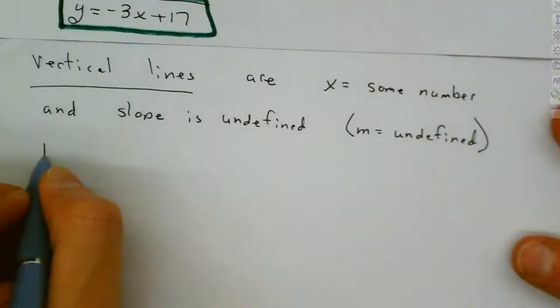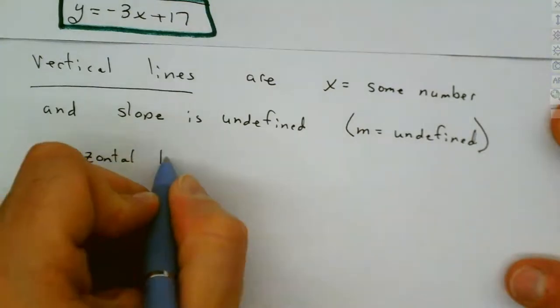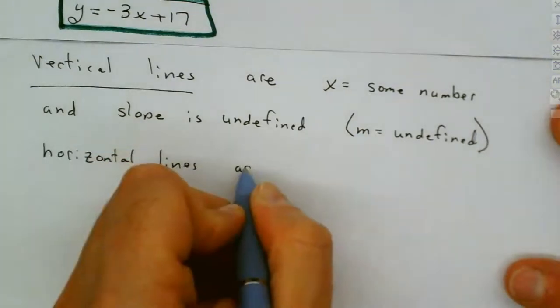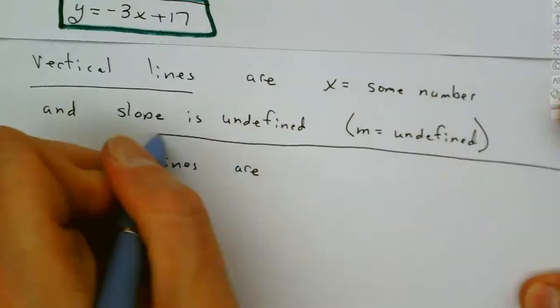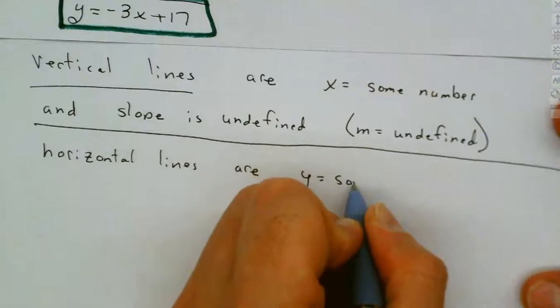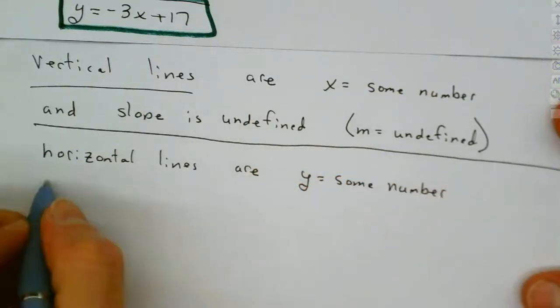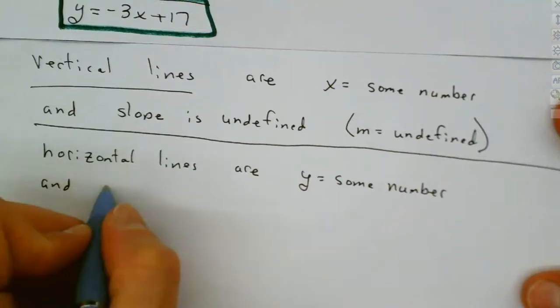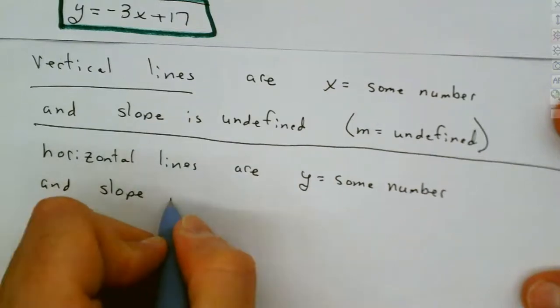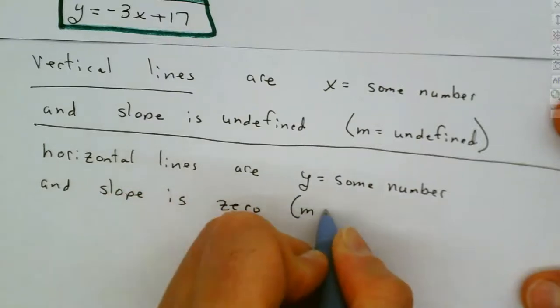Okay, vertical lines are up and down, undefined slope. Horizontal lines are, and it'll make sense once we do these in a moment, y equals some number, and the slope is 0. M equals 0.